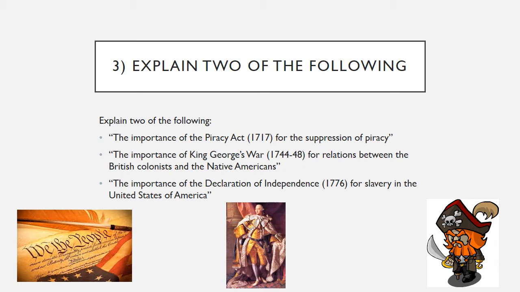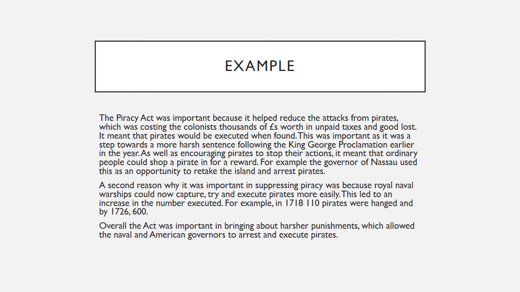So look particularly at these bits, when it says for the suppression of piracy, relations, or for slavery. It's not just saying what's the importance of piracy, it's what's the importance of piracy for this. So you need to pick 2. Here's the example. All I've done is I've chosen 1. You would have to choose 1 more. So you'd have to do this twice for the marks.